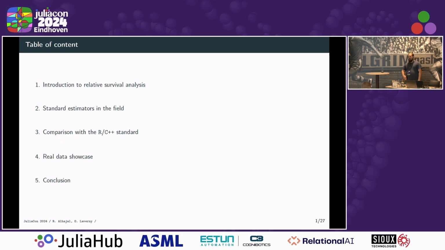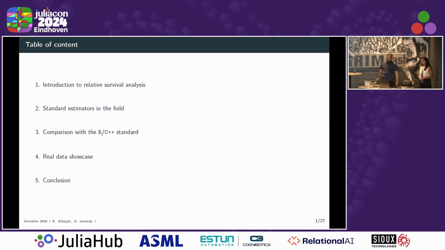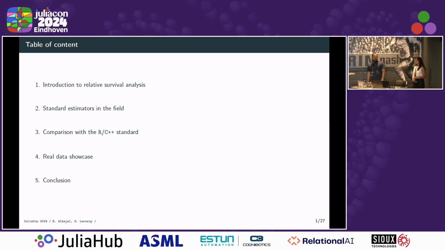So we'll start with an introduction to the field that we are going to discuss, and after that we'll do a bit of a comparison with what existed before. Spoiler alert, it was a bit of C code packaged into an R interface. And we'll discuss a real data example to show how the code can be used, and then we'll reach a kind of conclusion.